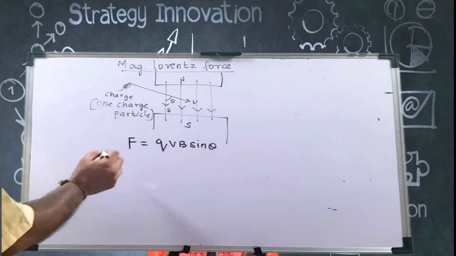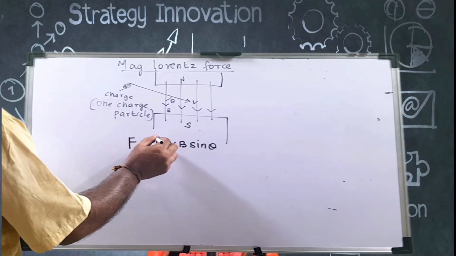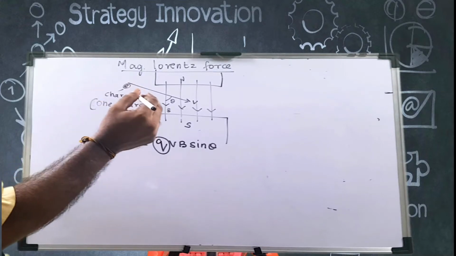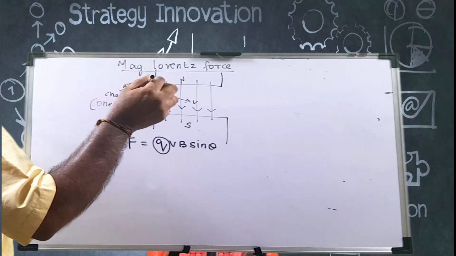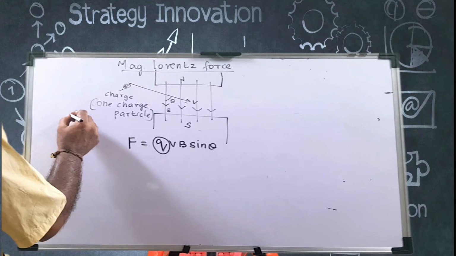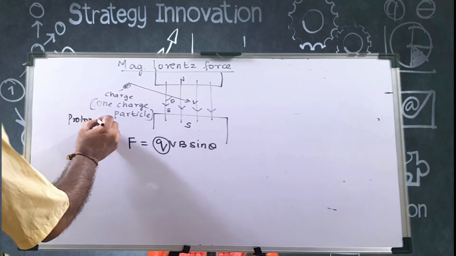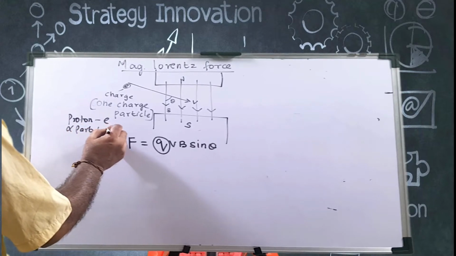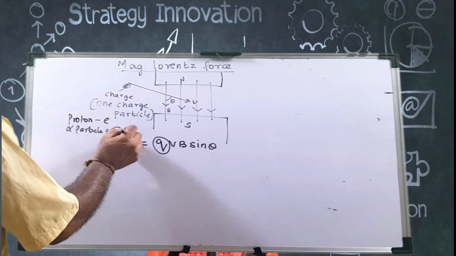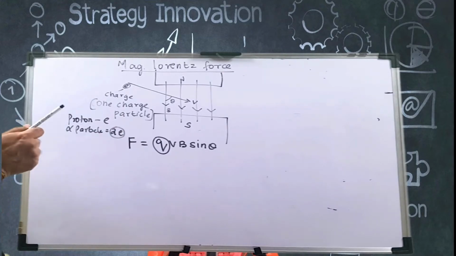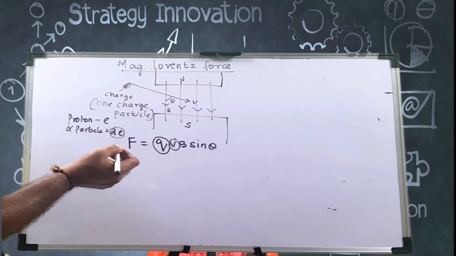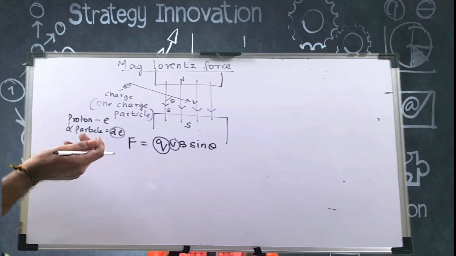That means the force acting on the charged particle depends on the charge first. That means if the charge value is more, they'll have more force. So imagine a proton and an alpha particle. For a proton, the charge is e. For an alpha particle, the charge is 2e. So if an alpha particle enters a magnetic field, it will experience more force compared to a proton. So charge matters, number one. Velocity, faster they enter, or they enter with a velocity.